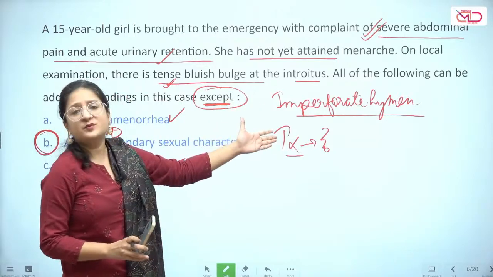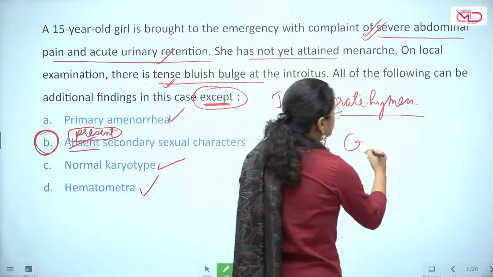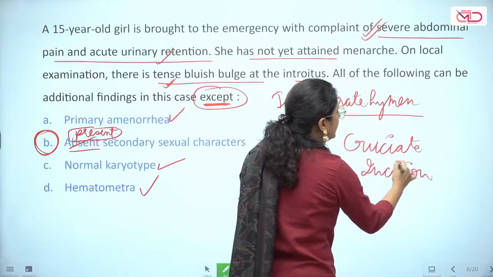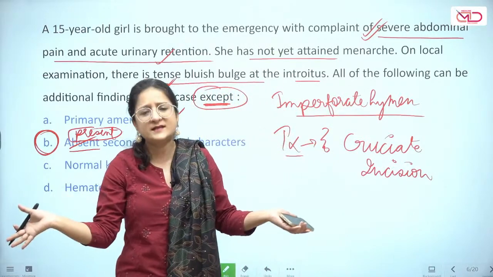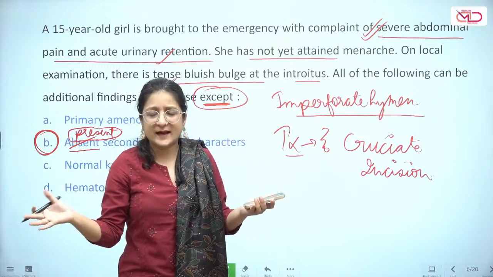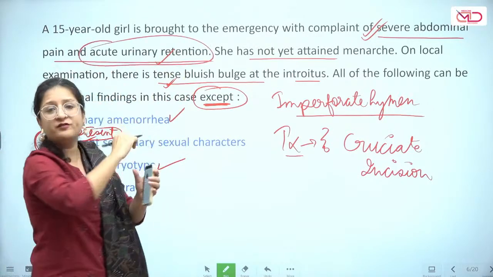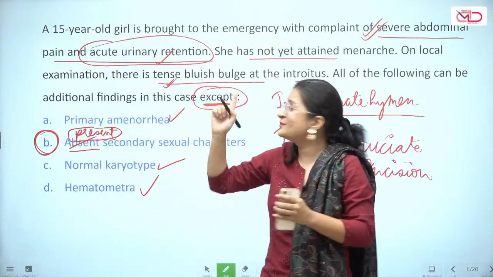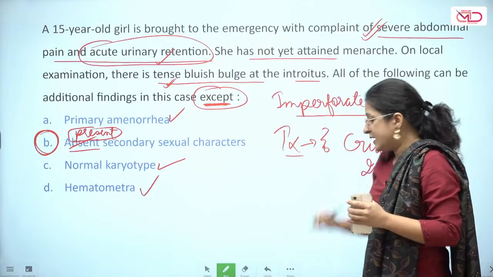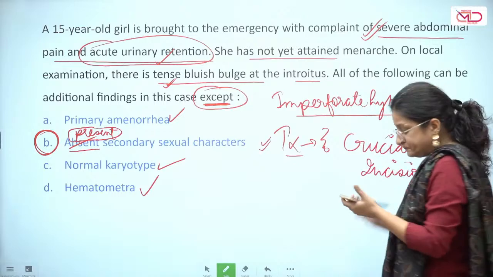An imperforate hymen will need to be treated by a simple incision. Very good. Cruciate incision, an X-shaped incision given over the imperforate hymen, and let the collected blood drain, and let the outflow open again. As simple as that. And the other thing, in this particular case, she's come with acute urinary retention. Don't forget to catheterize her. And yes, of course, the final definitive treatment of imperforate hymen is giving a cruciate incision.